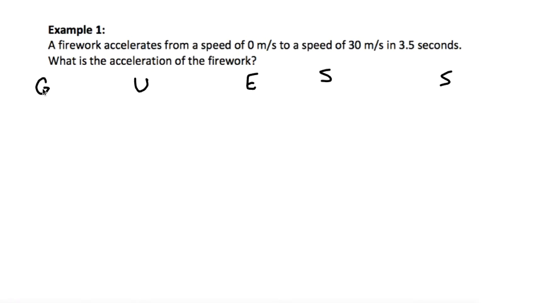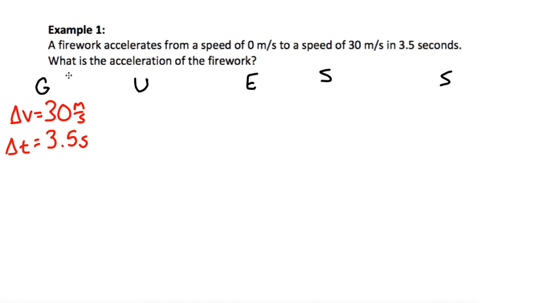Alright, so the G in guess stands for givens. What they gave us was a firework accelerates from a speed of 0 meters per second to a speed of 30. From 0 to 30, you can see a change in velocity. And this change in velocity, if you start at 0 and you go to 30, the change would be 30. So delta V is 30 meters per second. That's a given. The amount of time it took, so delta T, is 3.5 seconds. So these are both the givens in the problem.